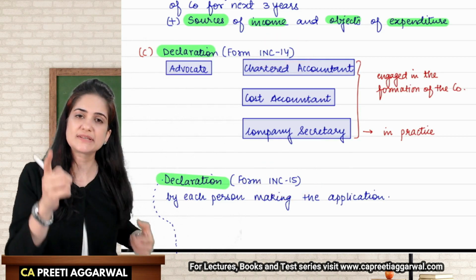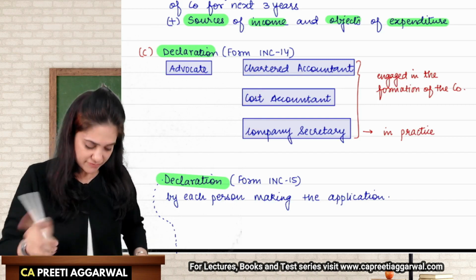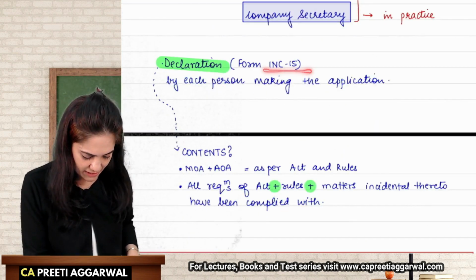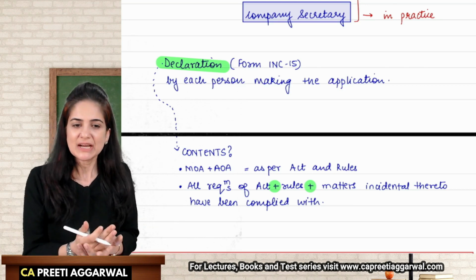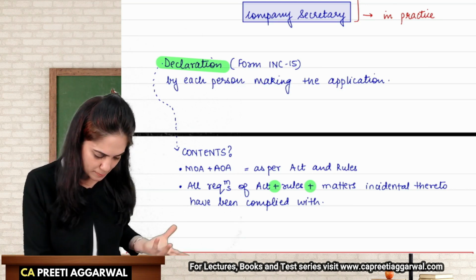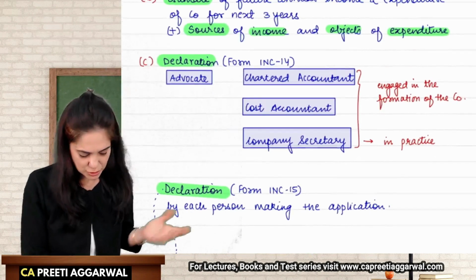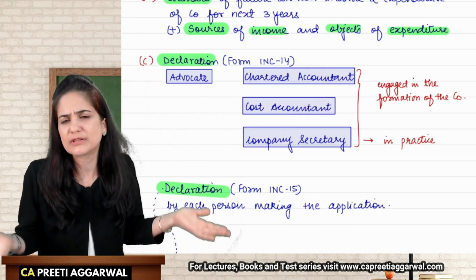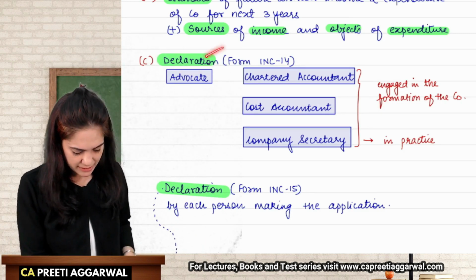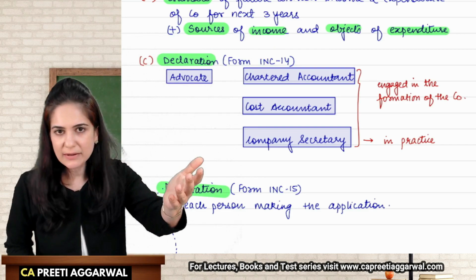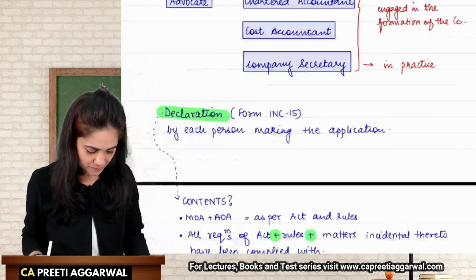INC 14 is the declaration given by these persons, whereas INC 15 is a declaration by a person who is making the application. So can I say that a declaration will be given by one person who is a part of the company and another person who is actually an outsider, but is just involved in the formation of the company? Yes. So a declaration will be given in INC 14 by an outsider and one by the insider. This is how we can remember.